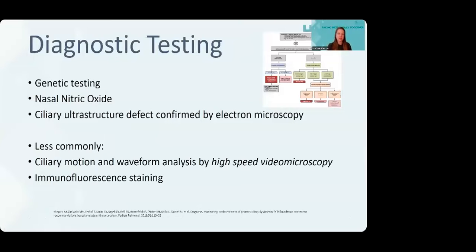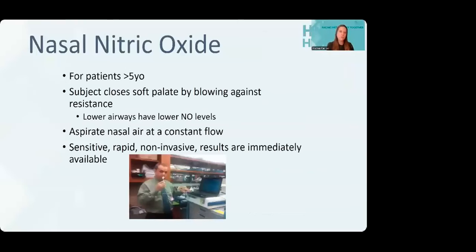How we do the diagnostic testing can be by genetics, by nasal nitric oxide, or by testing ciliary ultrastructure by electron microscopy. Less commonly in the United States, more commonly in Europe, they'll do ciliary motion and waveform analysis by high-speed video microscopy. And in some labs, they'll do immunofluorescent staining. Nasal nitric oxide testing at this point is mostly available in specialty centers like PCD centers.